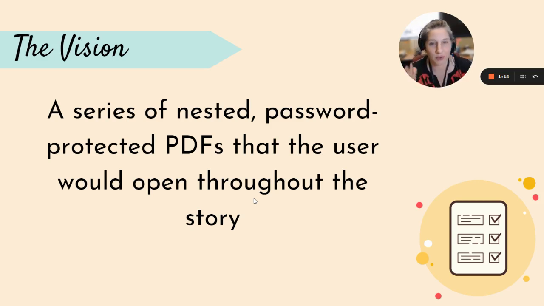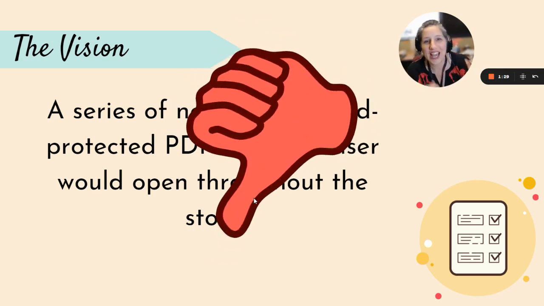And I thought, ooh, this could be really cool. I could have a whole series of nested password protected PDFs that the user could open throughout the story. So they have their original PDF, inside of that's a password attachment, inside of that's a password attachment. I had this whole thing built out. And unfortunately, it did not work.